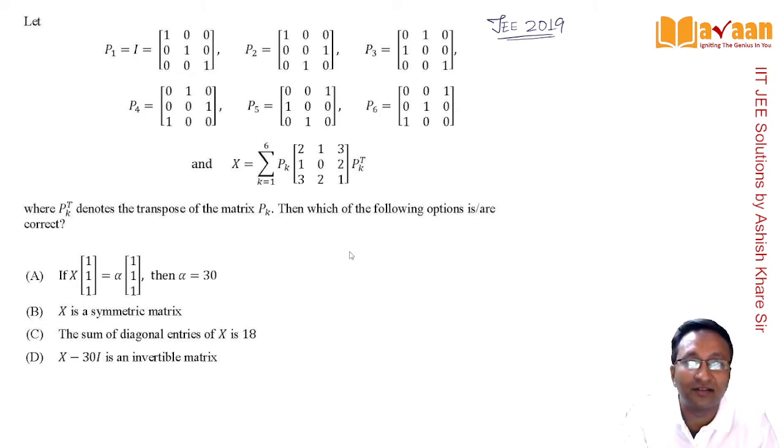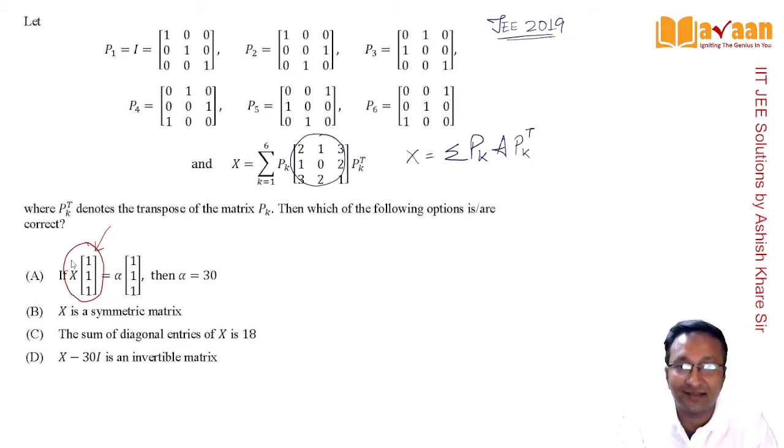After looking at this entire question, if I were in your place, the first thing that would have struck me is that probably something is definitely going to happen when I multiply this column matrix 1, 1, 1 to this entire X. So I start my working from there. Let me say X is equal to summation Pk. I will not write 1 to 6, that is obvious. And I will write this matrix, let me call this as A, into Pk transpose.